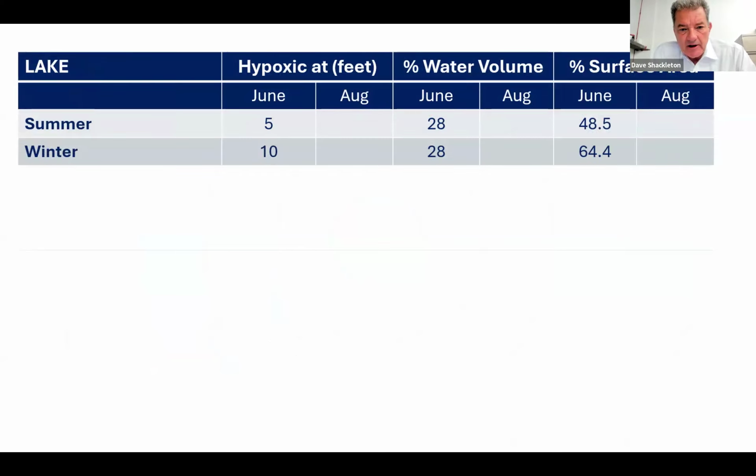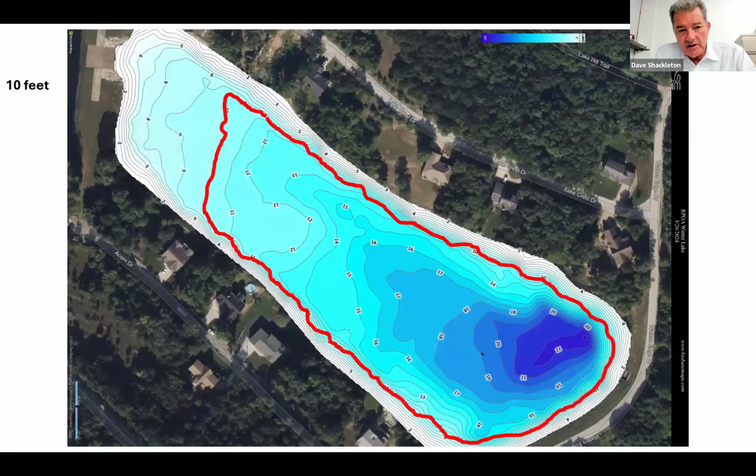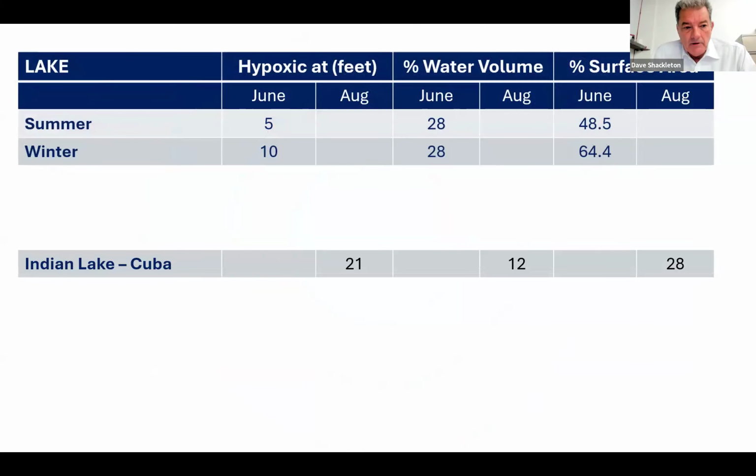Winter Lake is about 20 foot deep maximum. It became hypoxic at 10 feet. That's also about 28% of the water volume, but 64% of the surface area. And there you can see the 10-foot contour. Just by way of reference, Indian Lake in Cuba, which is not too far away from you and was a real mess 3 years ago, when we measured that in August of 2021, it became hypoxic at 21 feet, and that was just 12% of the water volume and 28% of the surface area. But they had a really, really bad cyanobacteria problem.